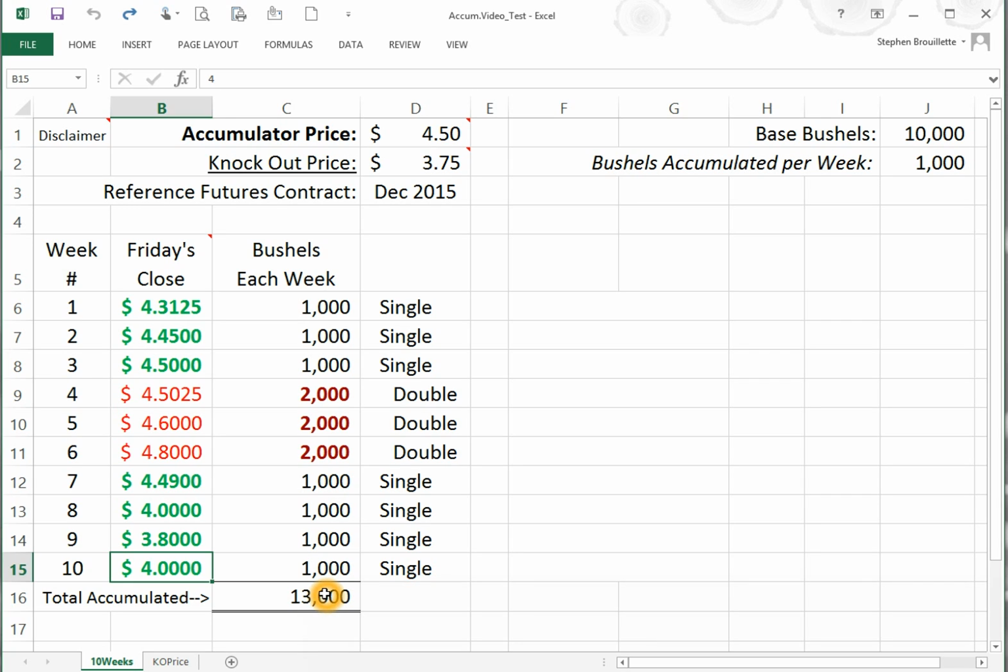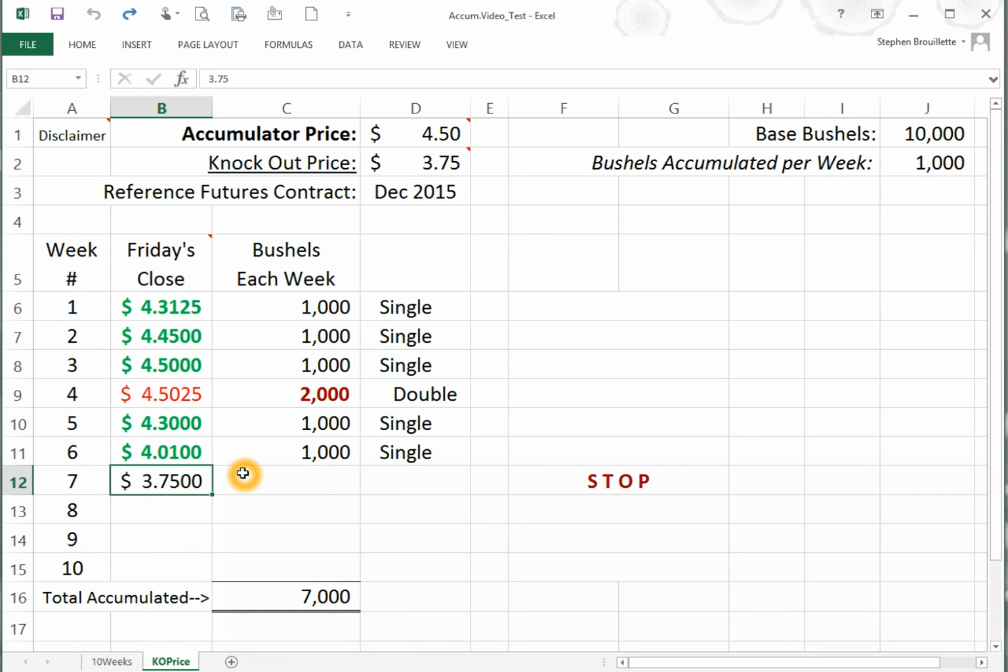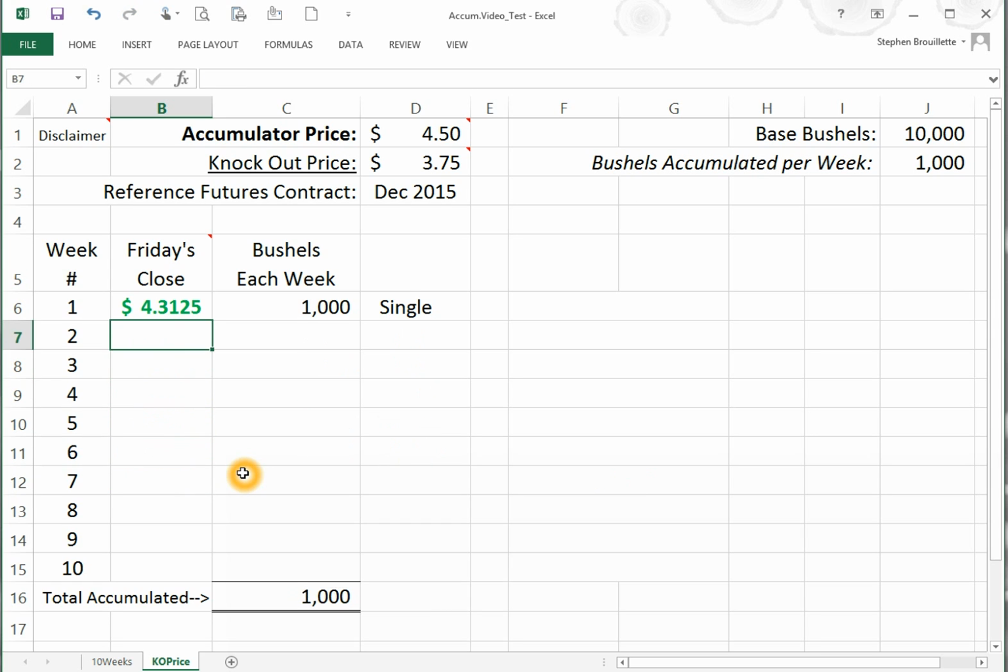Now I'm going to pause here a little bit and move on to an example. It's almost exactly identical, except this time we'll have a price trade low enough where they hit the knockout price, and you will see what happens there. So I click this. I'm going to set this up. Okay, now let's see what happens here.